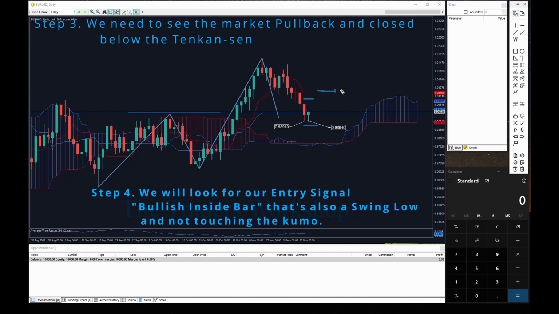Keep in mind, the Tenkan Sen should still be above the Kijun Sen. And we still have a bullish Kumo. And the current price level should not be touching the Kumo below.